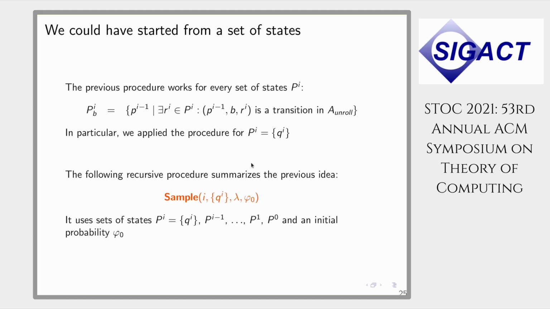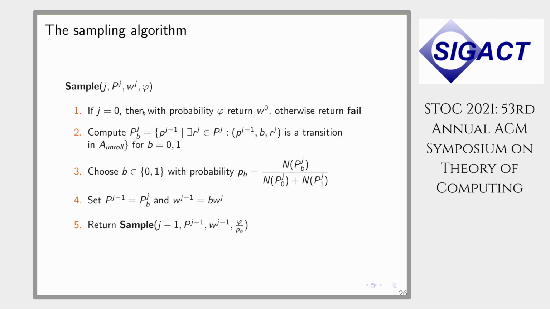Because the sample algorithm is going to work as follows. It's a recursive algorithm that receives as input the layer and the set of states that we have chosen. Initially the empty string, but we will have a string that we have computed and some initial probability. Remember that we start from layer I and we are decreasing the layer. So when we reach layer 0, with probability phi it's going to return W0, otherwise it's going to fail.